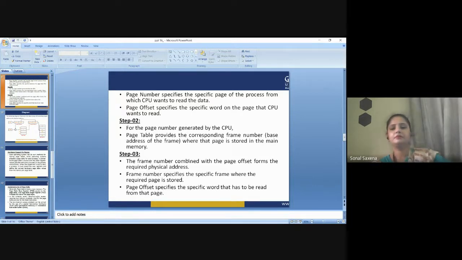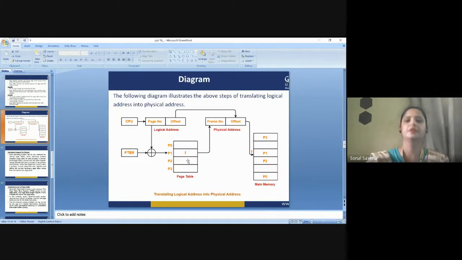Now the frame number here specifies the specific frame where the required page is stored. I have told you this concept already. And the page offset specifies that specific word that has to be read from the page. Obviously, that particular line which you want to execute, or write to, or read from, whatever it is, that is your page offset. Now here is the diagram which will help you in understanding this whole concept. I guess at some point of time maybe you will get confused, but there is no point of confusion here. It is very clear.